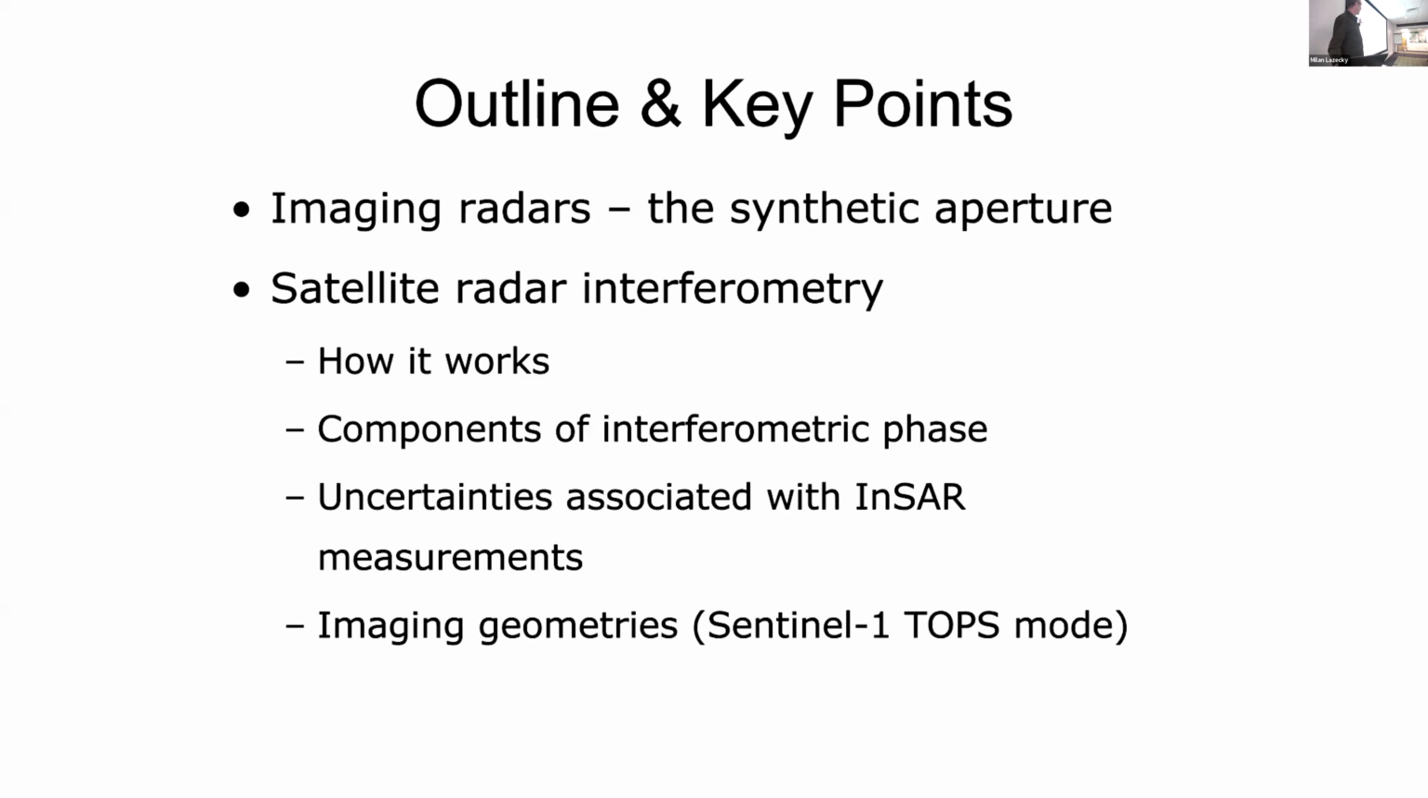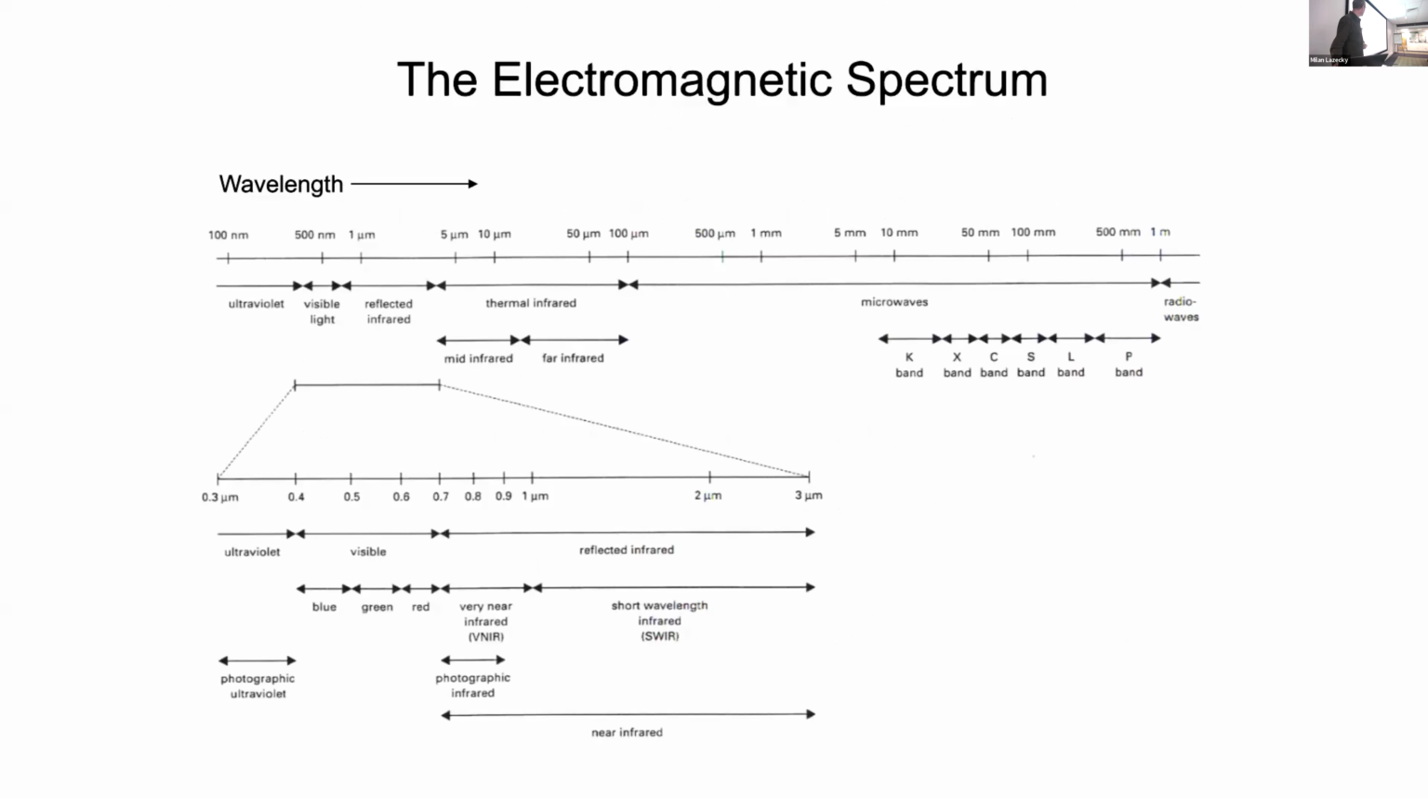Okay, so we're going to cover imaging radars. So what is a synthetic aperture? Then we're going to talk about InSAR, really the basics of how it works. What are all the different components that contribute to interferometric phase? We'll think a little bit about some of the uncertainties associated with InSAR measurements as we go through all of those different components. And then we'll spend some time at the end thinking a little bit about Sentinel-1 imaging geometries in particular, because Sentinel-1's a big workhorse that a lot of us use a huge amount of data from Sentinel-1, and it has some peculiarities.